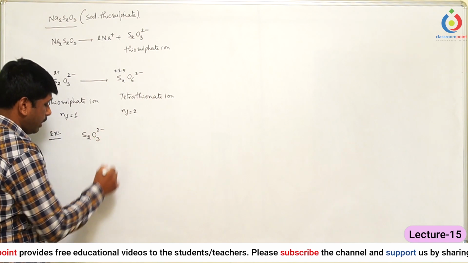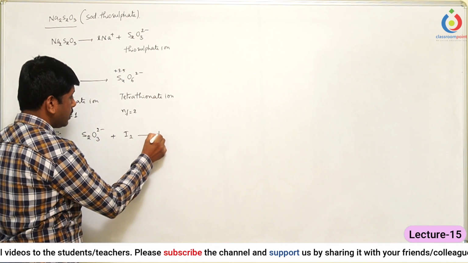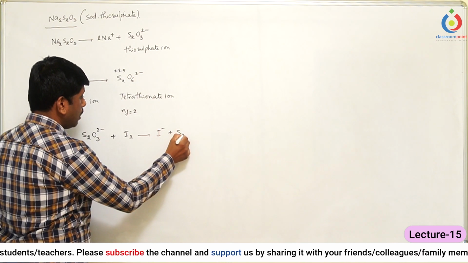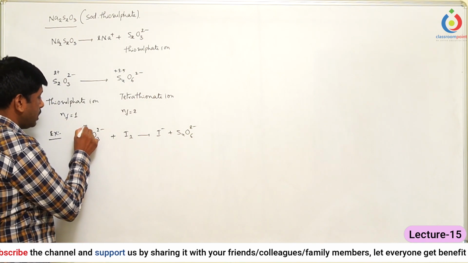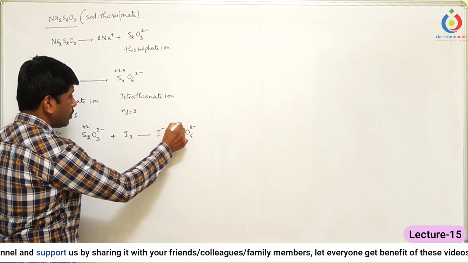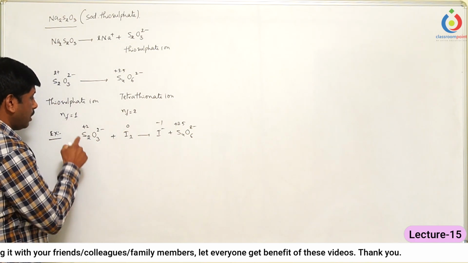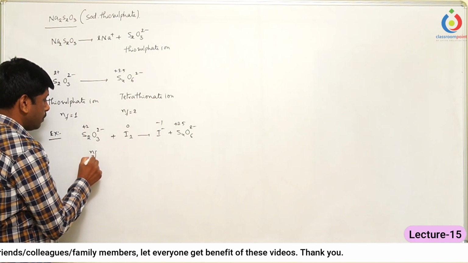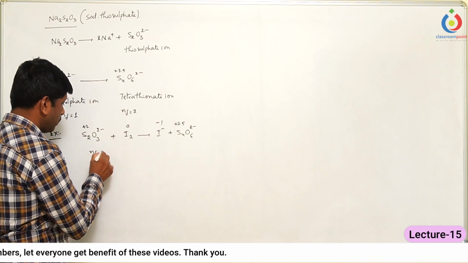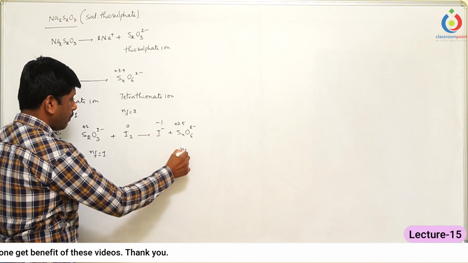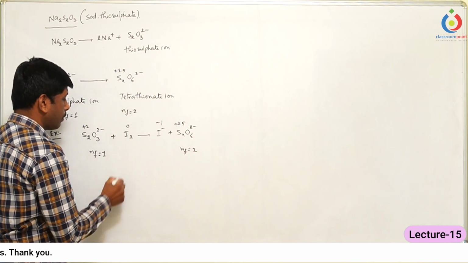S2O3 2 minus, on reaction with I2, changes to I minus and S4O6 2 minus. As we said, the oxidation states are plus 2, plus 2.5, 0, and this is minus 1. So its n factor: the difference is 0.5, and 2 sulfurs are there, so 2 into 0.5 is 1. And here the difference is 0.5, 4 are there, so it is equal to 2.